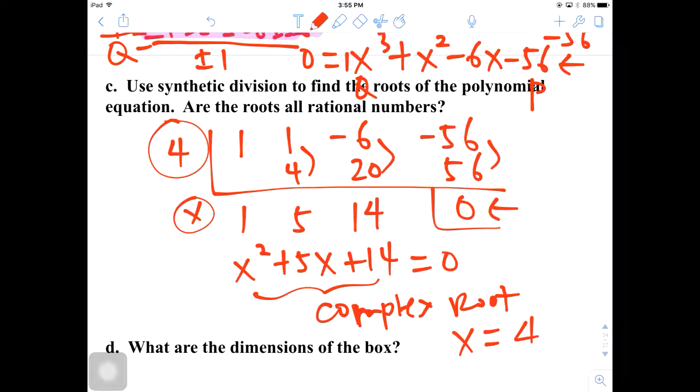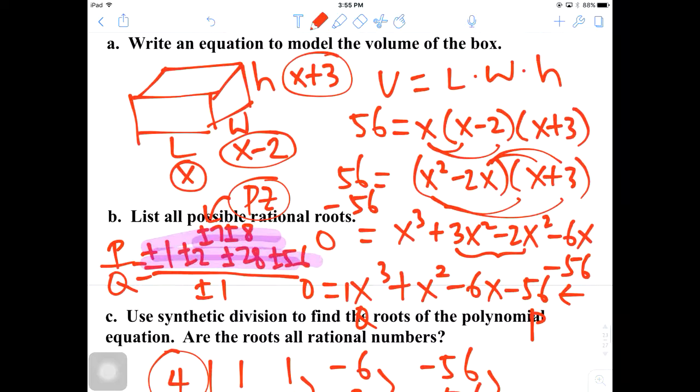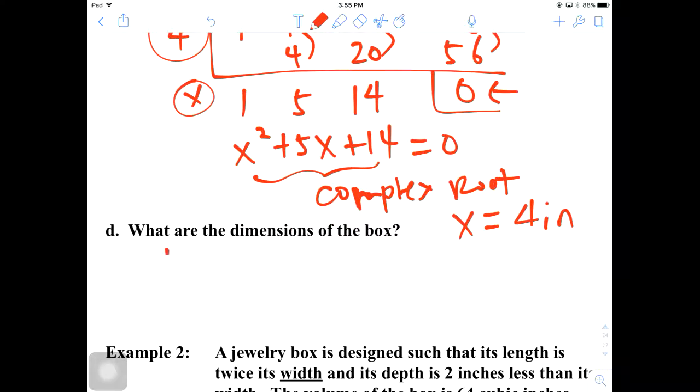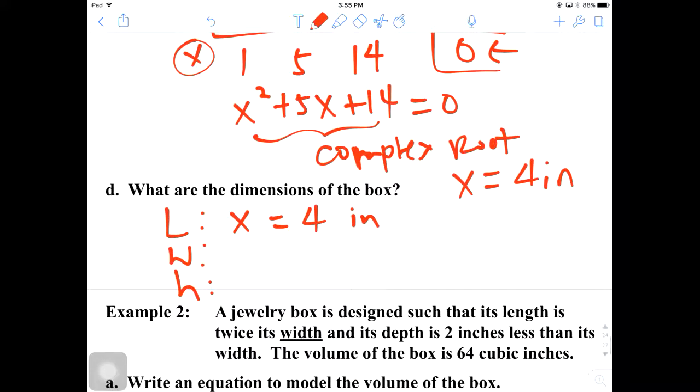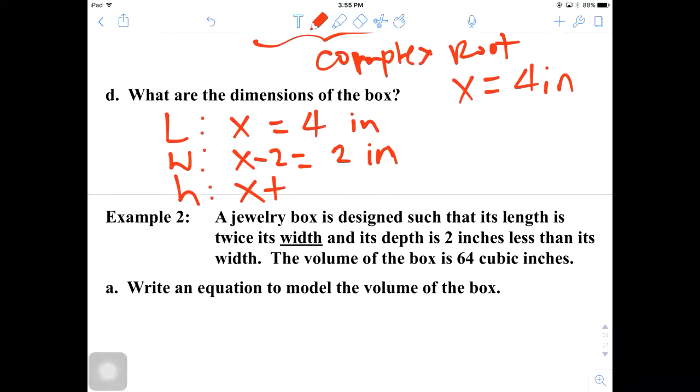In this case it would be inches. So we are letting the length be x. So what are the dimensions? Length, width, and height. The length is x, which is 4 inches. And then the width is x minus 2, which is 4 minus 2. That is 2 inches. And then the height is x plus 3, which is 4 plus 3, which is 7.